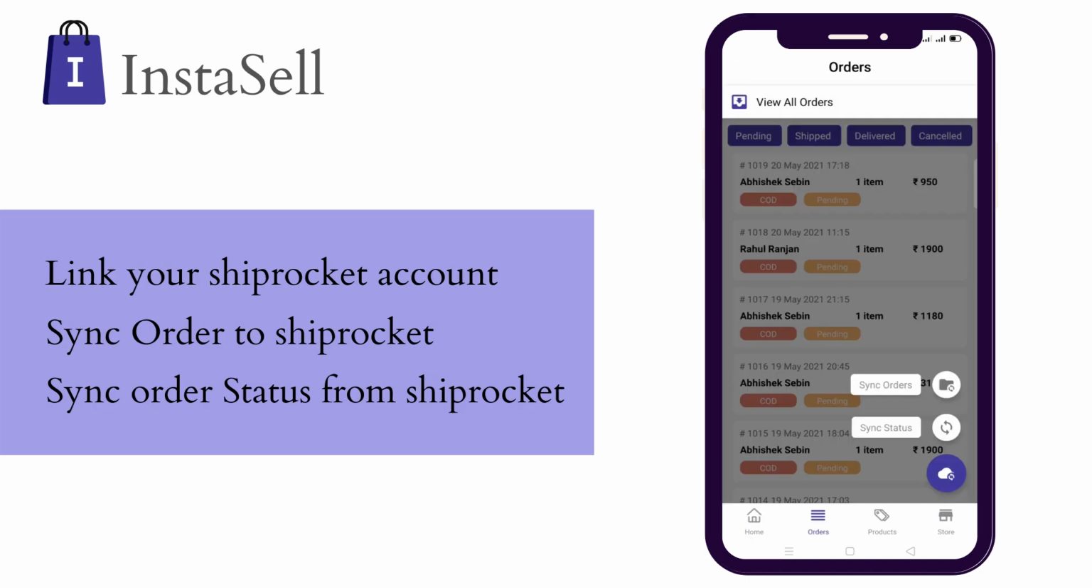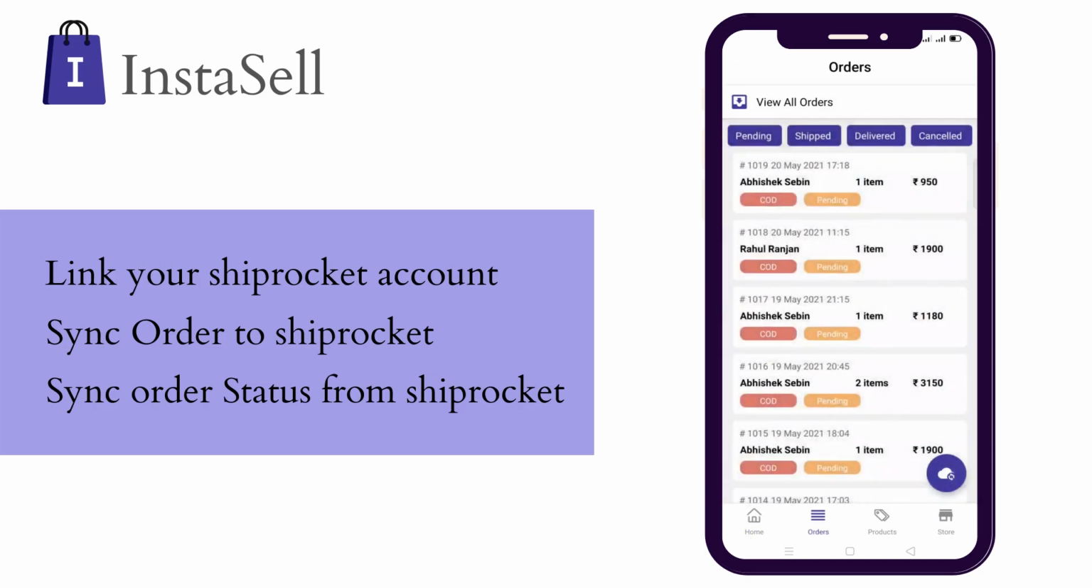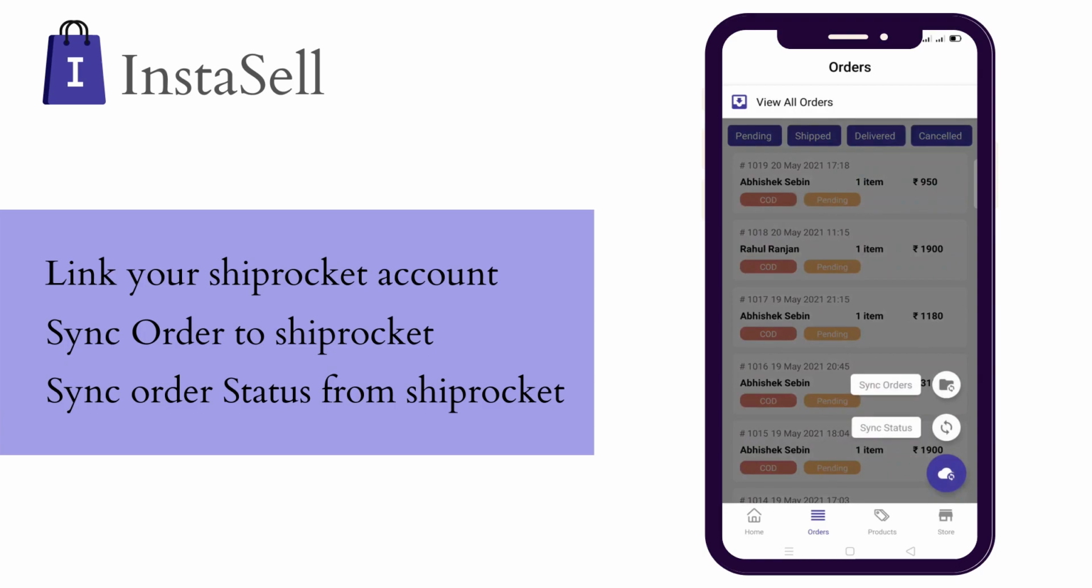And if in any case you want to sync your orders manually, or you want to sync the status of the orders, for example, when you ship, ShipRocket gives a status of shipped, and when it's delivered, ShipRocket assigns a new status as delivered, and there are other statuses like in transit or pending shipment. All of those statuses can be directly mapped to your InstaCell app by clicking on this button here and clicking on sync status. If you click on sync status, the status would be synced, and if you click on sync orders, all the orders would be synced.